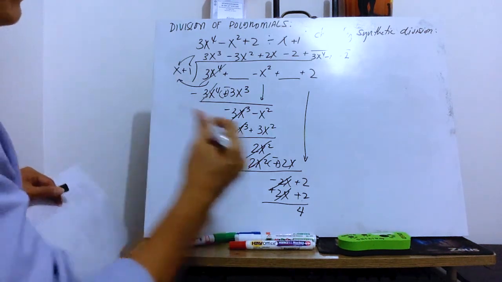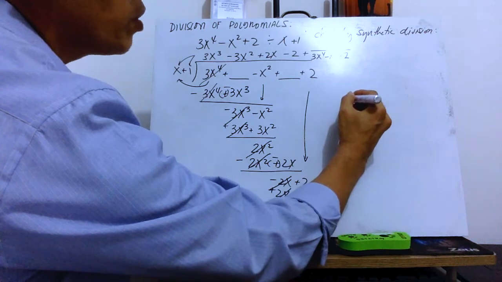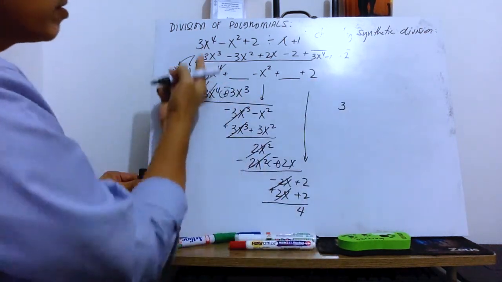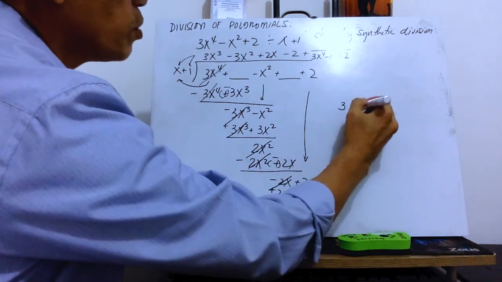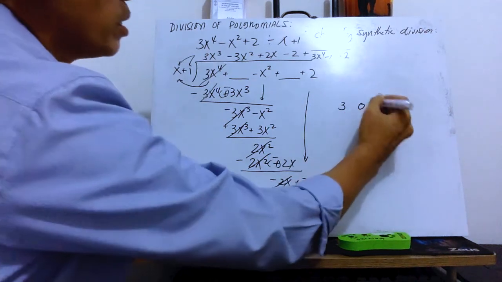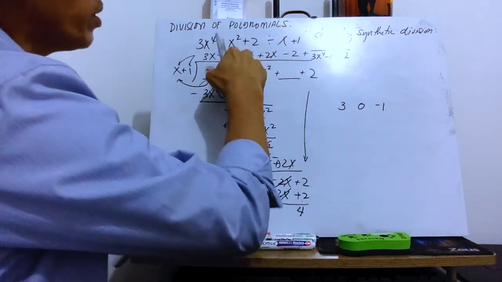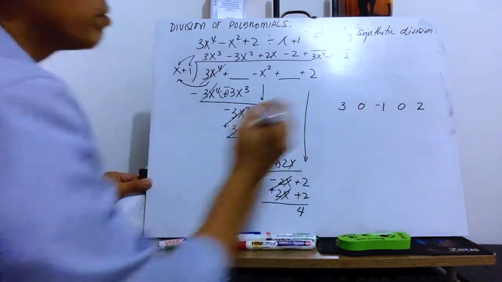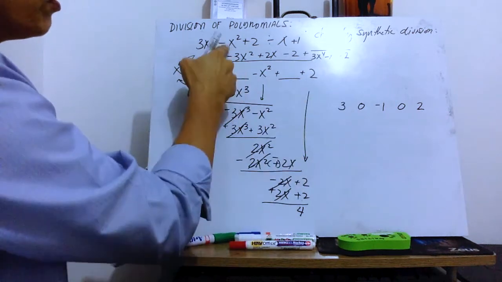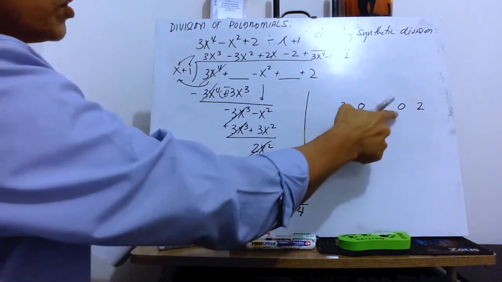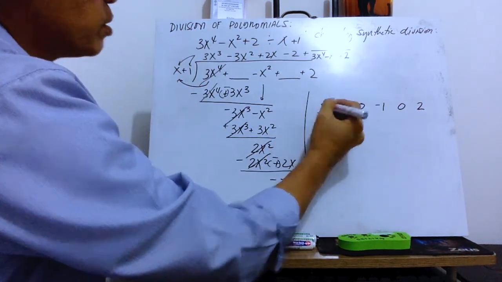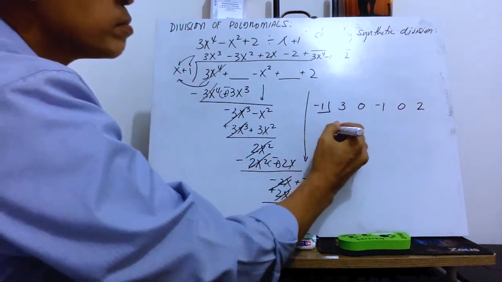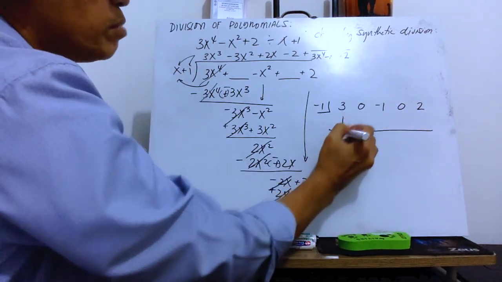Synthetic division, all right. Let's write the coefficients. 3, then 0 for the x cubed, and then negative 1 for the x squared, and then 0 again for the x, and then for the constant, it's 2. 3, 0, negative 1, 0, 2. Divisor, negative 1. Positive 1, negative 1. Okay, bring down the first term, 3.